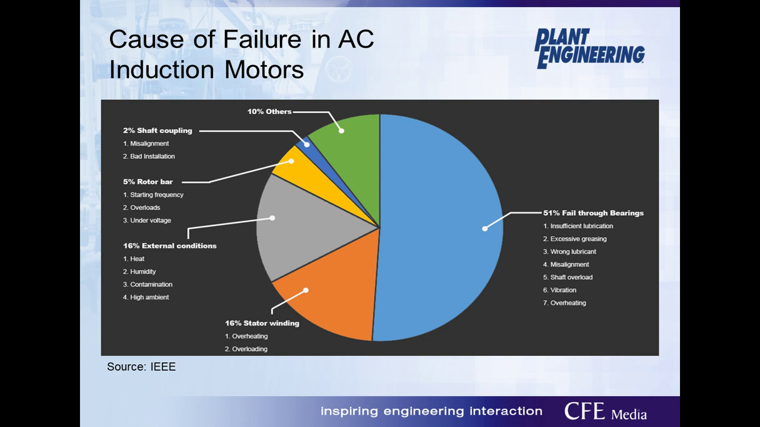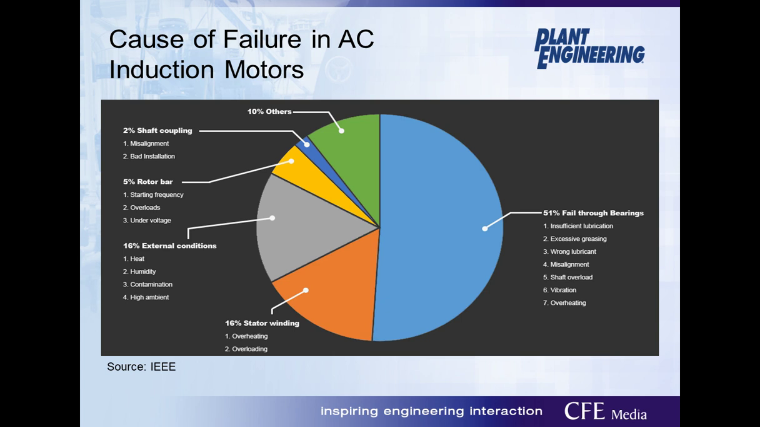According to a study by the Institute of Electrical and Electronics Engineers, or IEEE, as it's more commonly known, over 50% of motor failures stem from bearing issues, as you see on the pie chart. The bearing issues may include lack of lubrication or lack of greasing, using incorrect lubricant, over-greasing, parallel or angular misalignment leading to excessive vibration, overloading, and overheating, just to name a few.